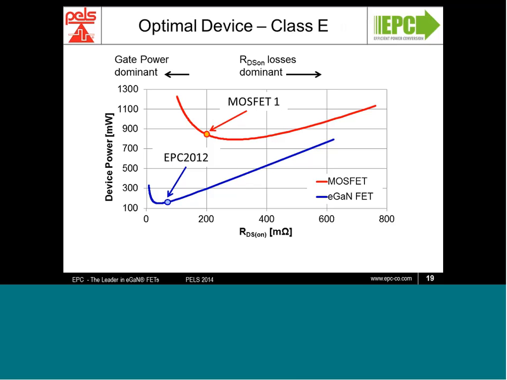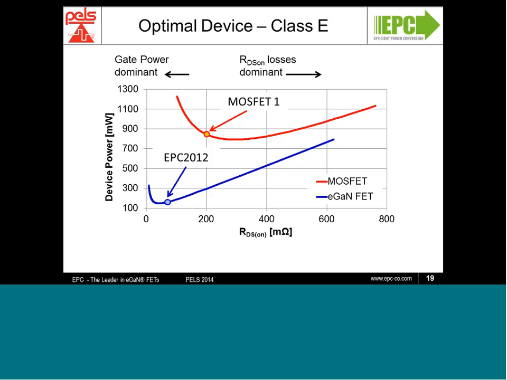Now, you can see from this analysis here that there's a huge difference between the two technologies shown here, and that both of these are not optimal either. The MOSFET can benefit from an increase in RDS on as the gate driver losses are dominating here. In the case of the eGaN FET, it shows that the eGaN FET can be improved by decreasing the on resistance somewhat.